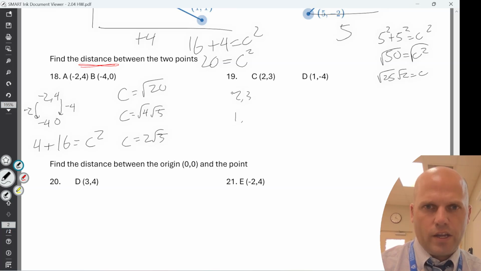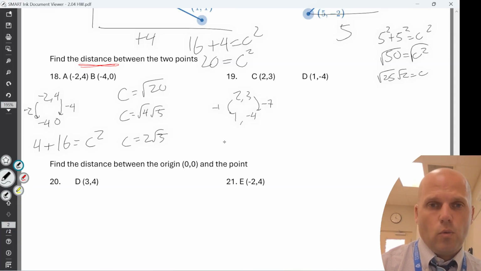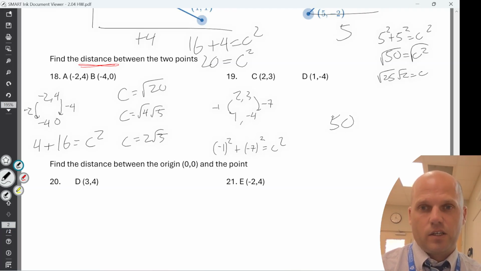2, 3 to 1, -4. 2 to 1 is a -1. 3 to -4 is a -7. So we have this -1 squared, this x change squared, plus this y change squared equals our C squared. So this is 1 plus 49, which is 50. Oh, look at that. 50 shows up again. So C is root 50. Root 50 is root 25, root 2, which is 5 root 2.